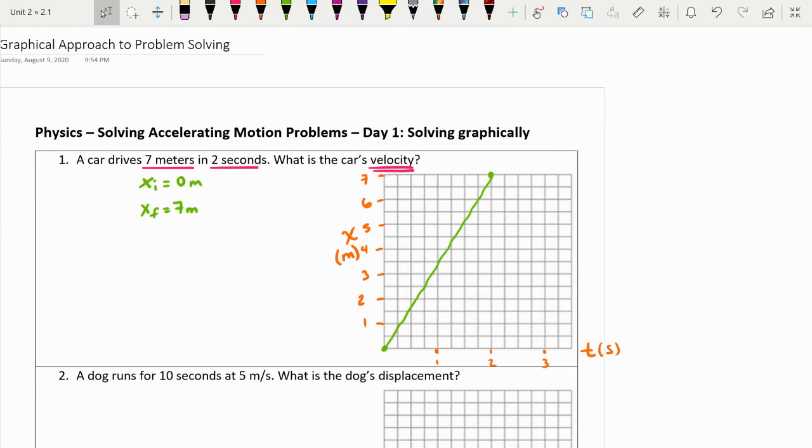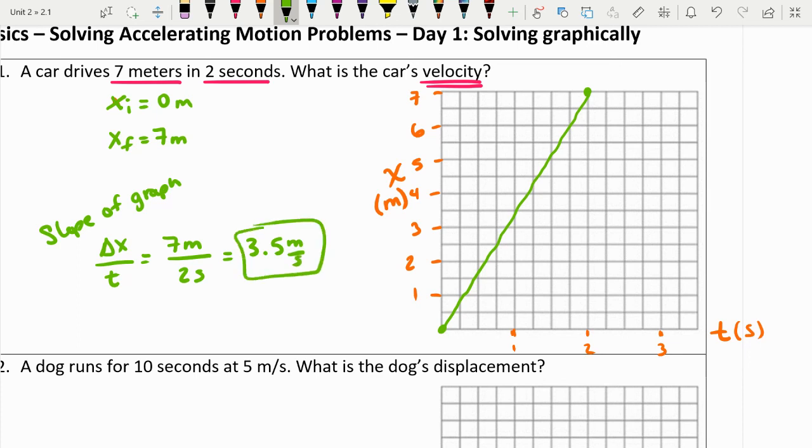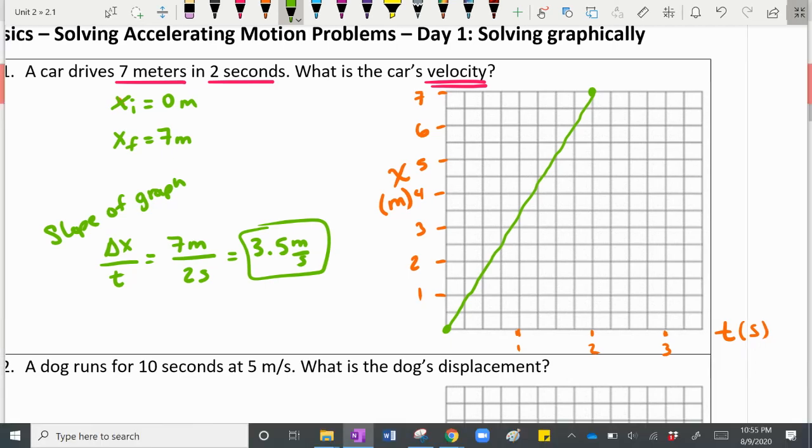And so we need to know the car's velocity. We just need to know the slope of the line. So it's the change in y, in this case the change in position, over time. We've got 7 meters that we're traveling over our 2 seconds, 7 meters in 2 seconds. This is the slope of the line of the graph, and it is going to be 3.5 meters per second. There you go. Go ahead and work through that, make sure that it makes sense, and then hop on for round 2.